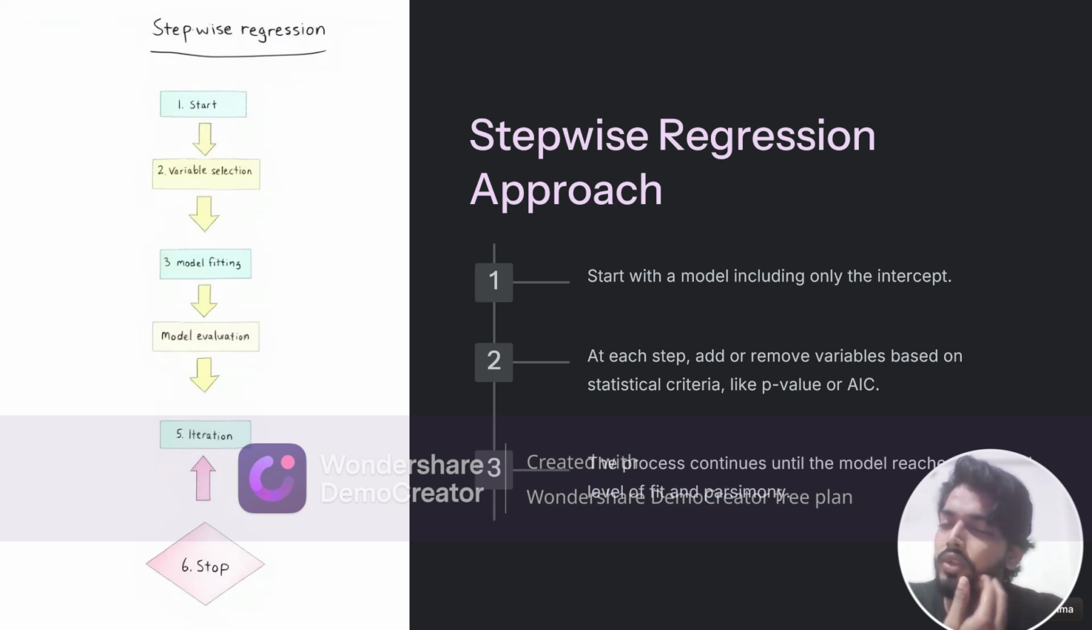Stepwise regression approach. So, what are the steps that it follows? Start with a model including only the intercept. At each step, add or remove variables based on statistical criteria like p-value or AIC. The process continues until the model reaches the desired level of fit.